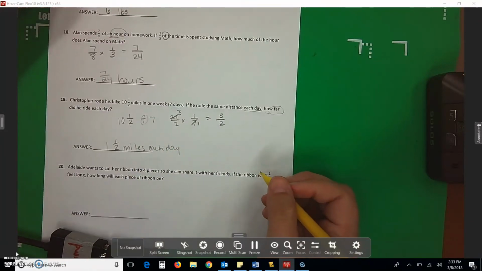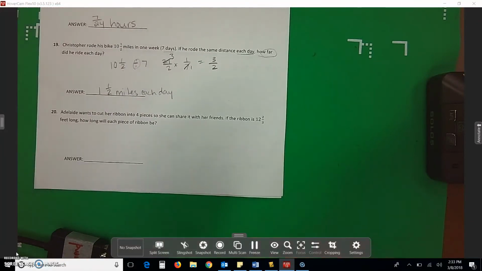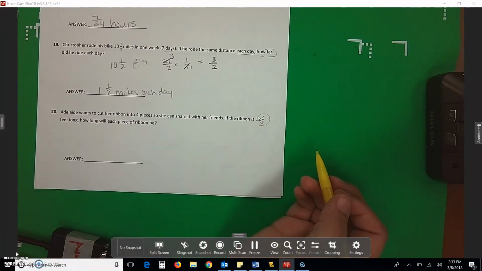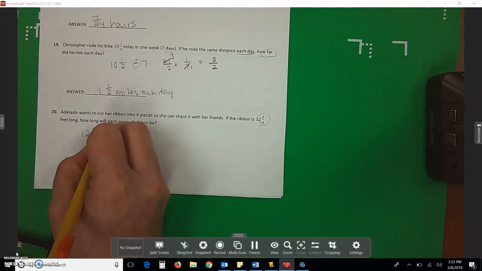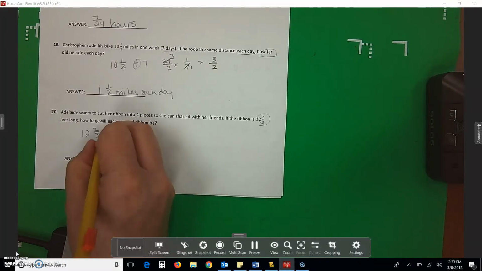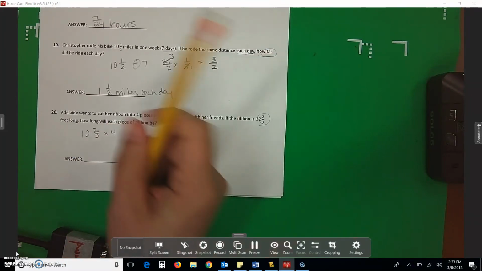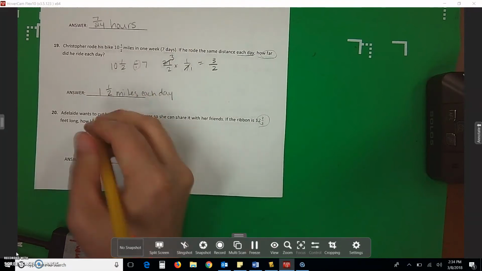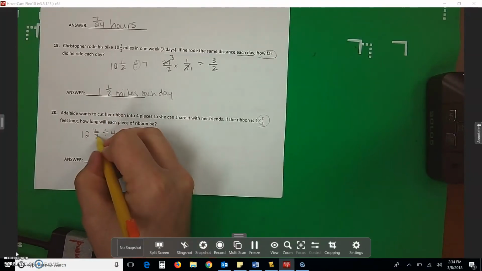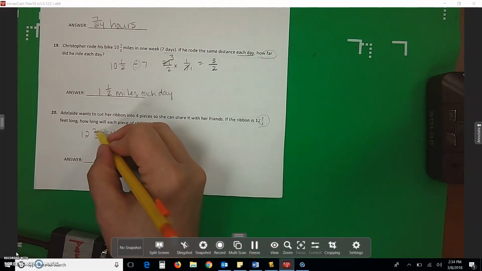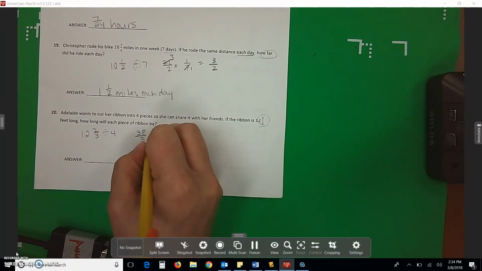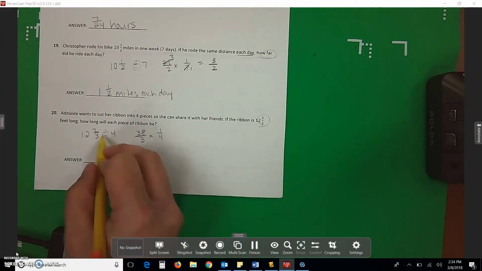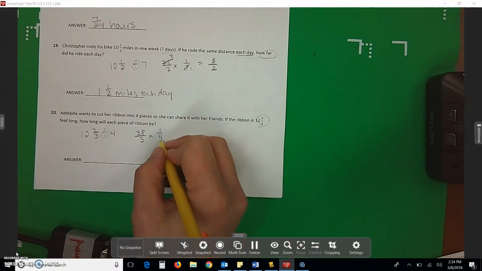One more on this video. Adelaide wants to cut her ribbon into 4 pieces so she can share it with her friends. The ribbon is 12 2/3 feet long. So we have 12 2/3, and we need to divide it into fourths, which means divided by 4. 12 times 3 is 36, plus 2 is 38 over 3 times 1/4. Because we flipped our sign, we flip our fraction.